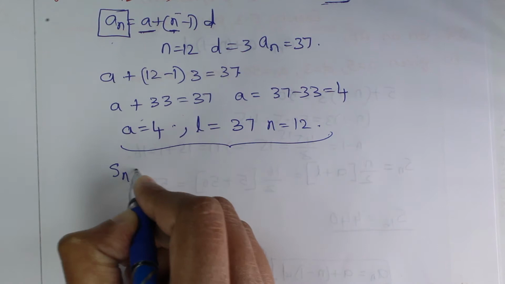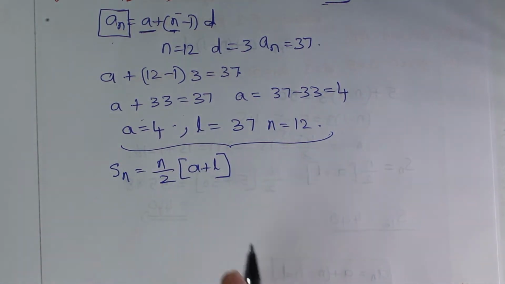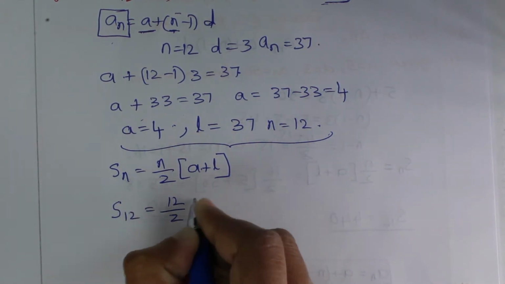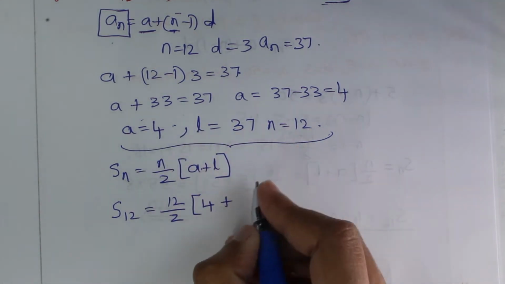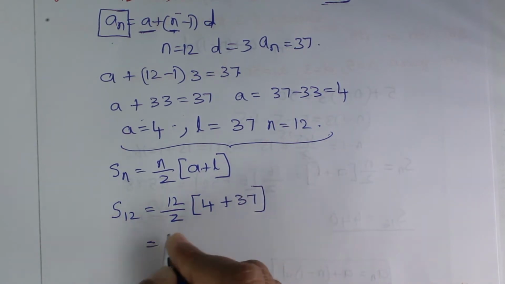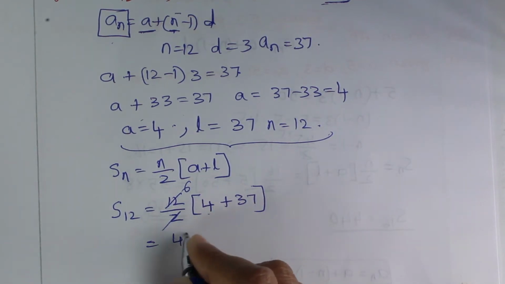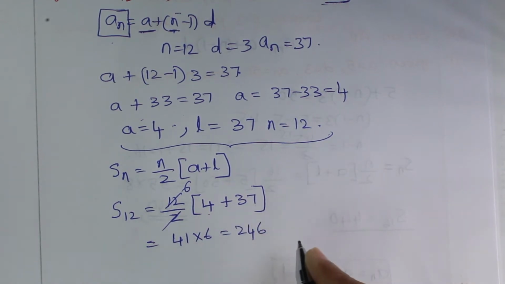Sn is equal to n by 2 into A plus L. So S12 becomes 12 by 2 into A, we got the value of A as 4, plus L which is 37. That is equal to 6 into 41. 6 ones are 6, 6 fours are 24, 246. So the sum of the first 12 terms in this arithmetic progression is 246.